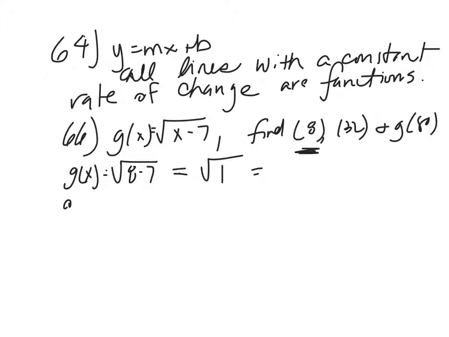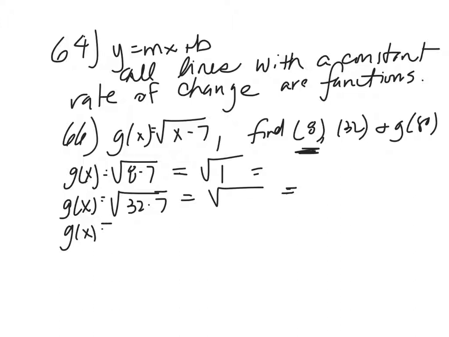The next one would be something like this. What is 32 minus 7? And then what is the square root of that number? I think you can figure it out. Finally, 80, you're going to have to break out the calculator because it's going to be a decimal. 80 minus 7 is going to give you a decimal in the neighborhood of 4 and change.